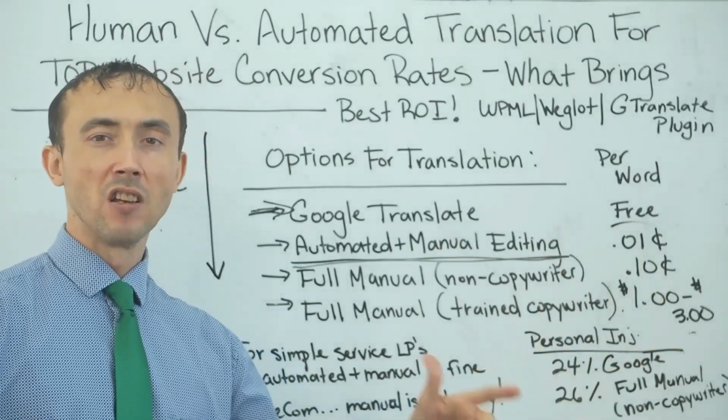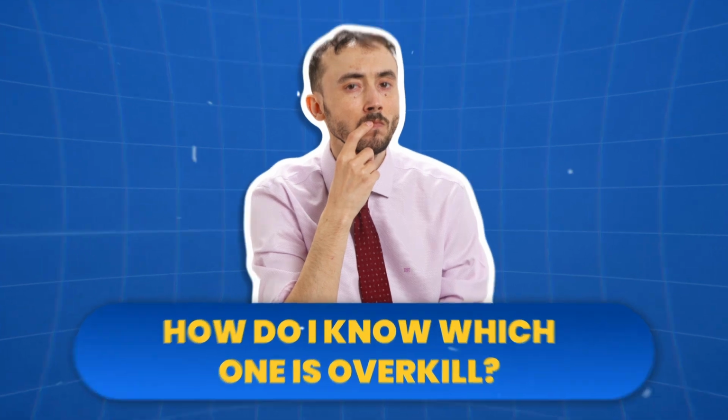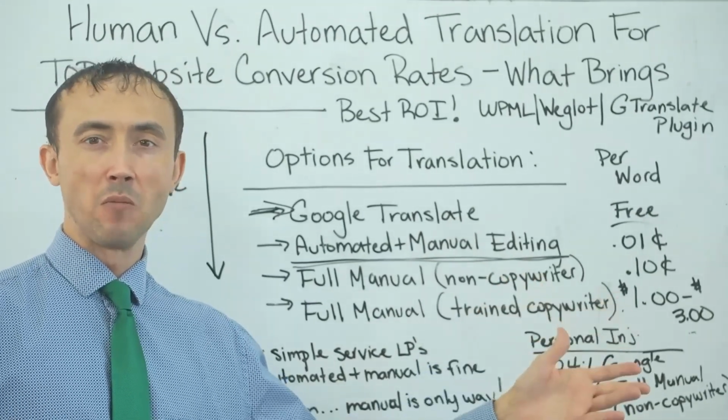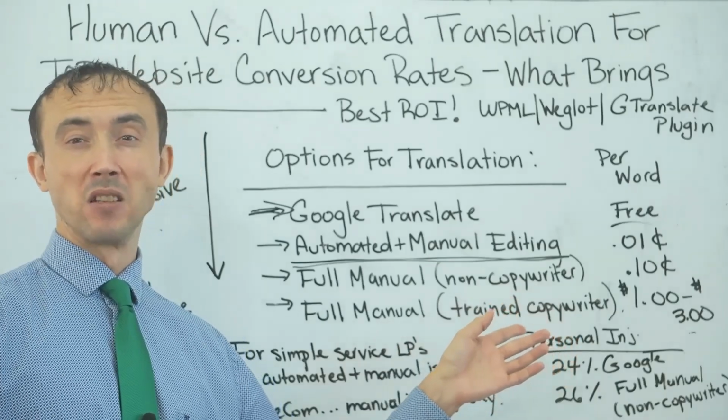Now the question is, like I was mentioning at the start of this video, how do I know which one is overkill, where if I go to the next level, I'm not really getting much more return? Therefore, I don't really need to go all the way and hire the best of the best of the best.